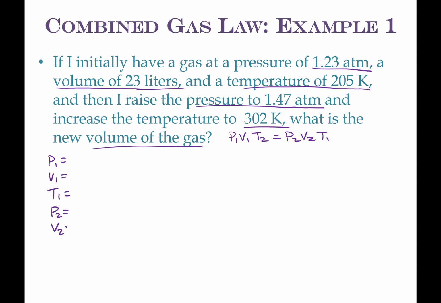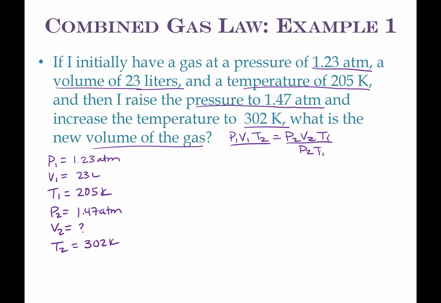P2 V2 T2. So pressure 1, 1.23 atmospheres. Volume 1, 23 liters. Temperature 1 actually is given to you in Kelvin, not very common. P2 is 1.47 atmospheres. V2 is what we're looking for, and this is 302 Kelvin for T2. So we're looking for V2. We're going to divide both sides by P2 T1. Those cancel. So P1 V1 T2 divided by P2 T1 is equal to V2.